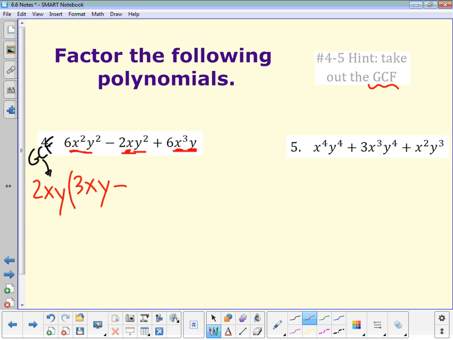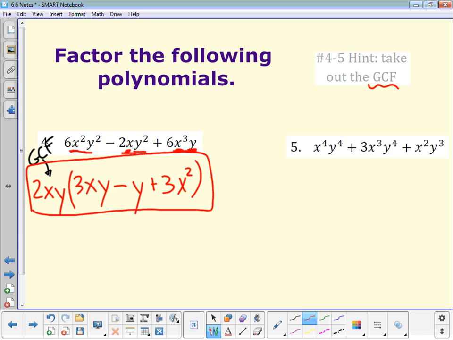In the second term, 2 divided by 2 is 1. We're done with that. X divided by x is 1. We're done with that. And y squared divided by y is y. So the middle term, I just have a y left. And then in the last term, 6 divided by 2 is again 3. X to the third divided by x is x squared, and y divided by y is 1, so I'm done with that. So that's my factored form of that expression.